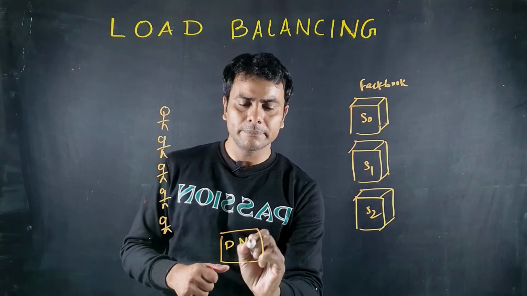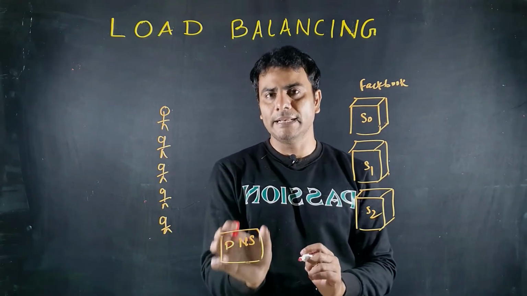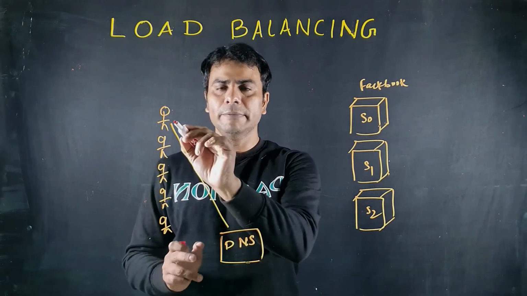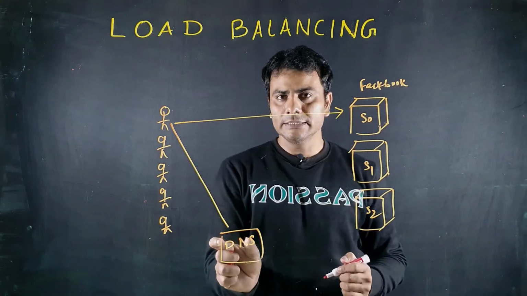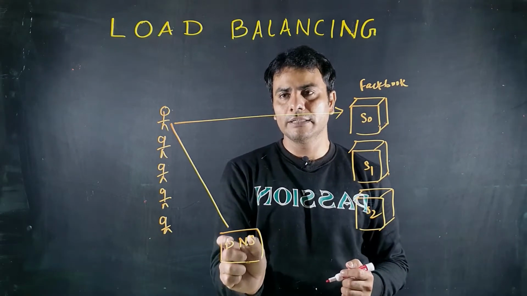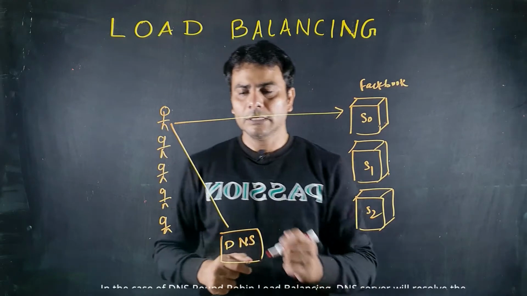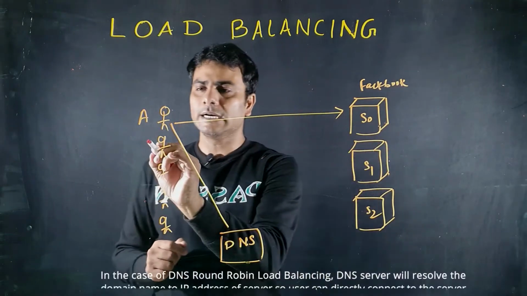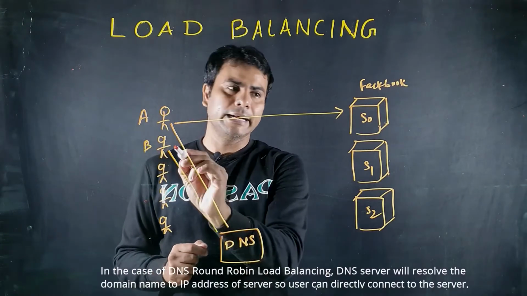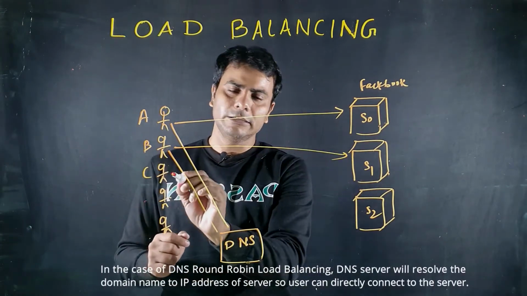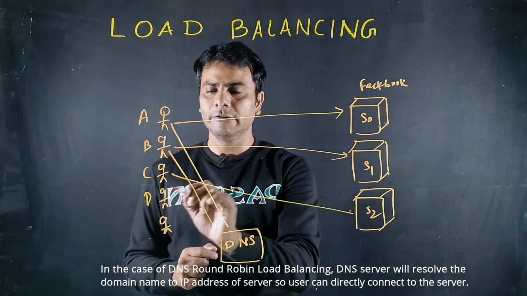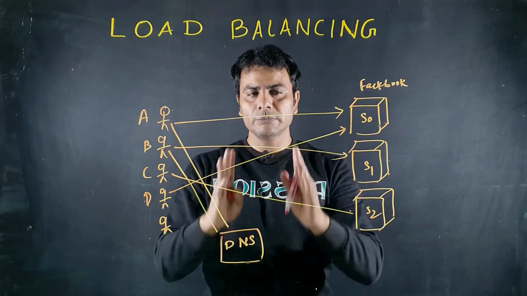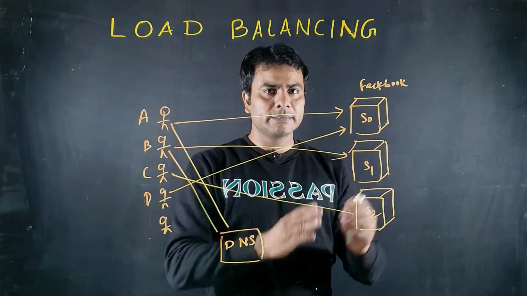In the case of the DNS load balancing mechanism, whenever a request comes, the user will be redirected to a server. DNS uses a round robin algorithm to distribute the load on the servers. The first request A will go to S0, the request from B will be redirected to S1, and C will be redirected to S2, and D will be redirected to S0. This is how DNS round robin works. This works very well for a smaller system.